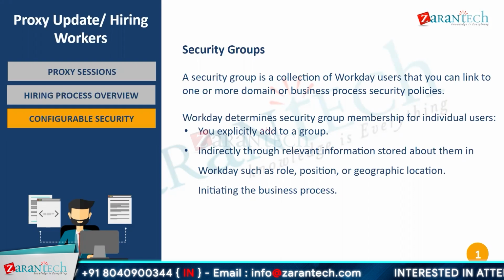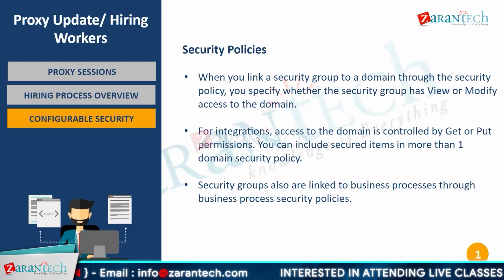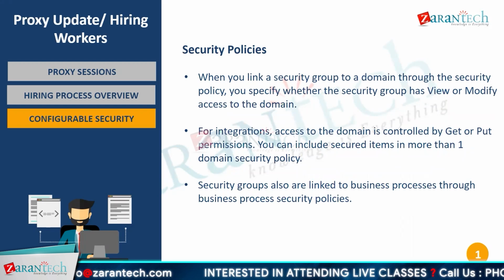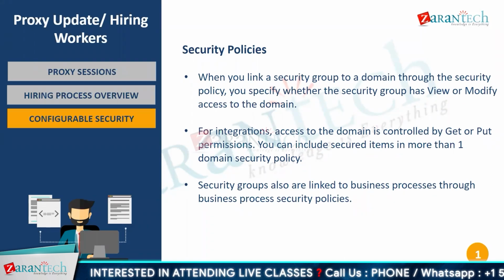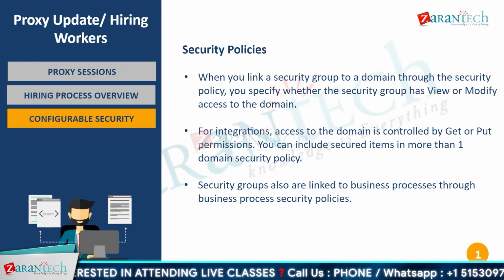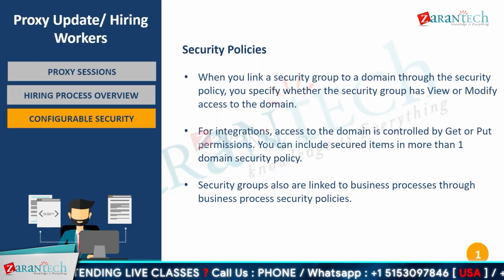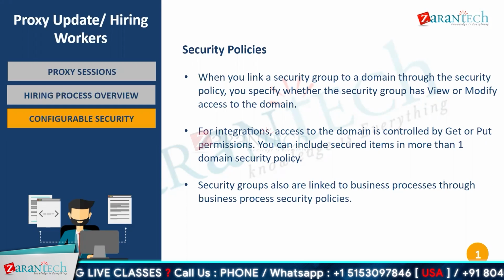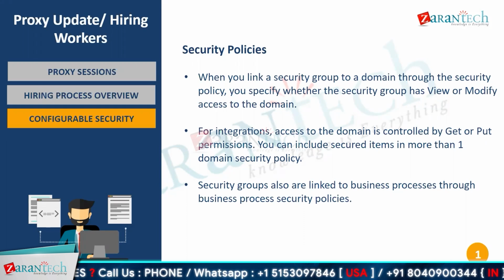We can assign those groups at that level, or we can assign them at the initiate business process level. With security policies, you link a security group to a domain. You specify whether the security group has view or modify access to the domain. A domain is controlled by get or put permission. So when we talk about integration with internal or external systems, or if we want to do bulk load EIBs for inbound, we have to give the get or put permissions to that particular security group.